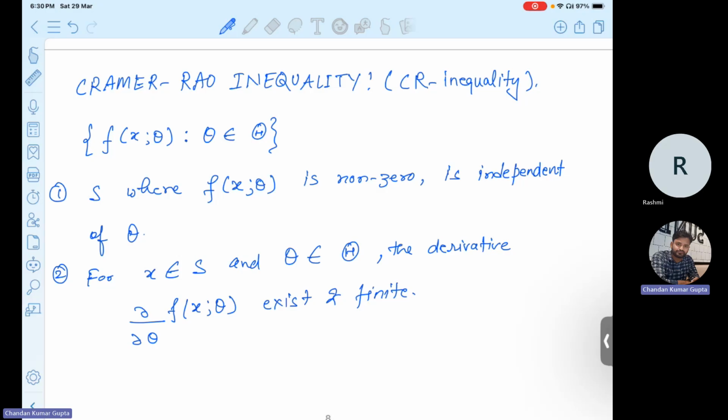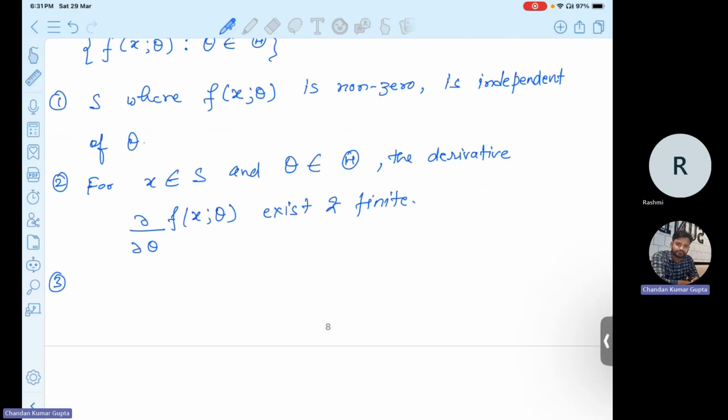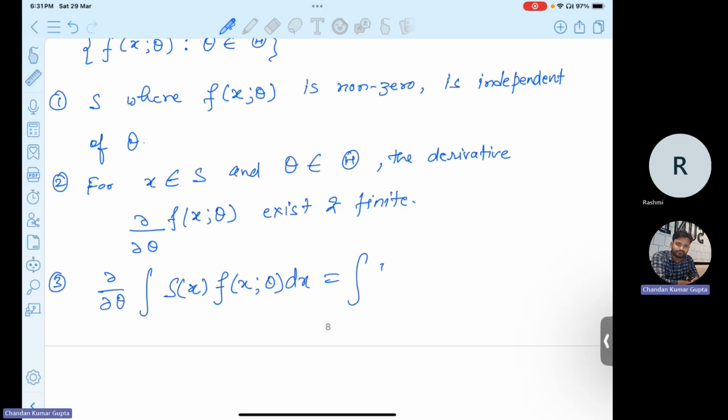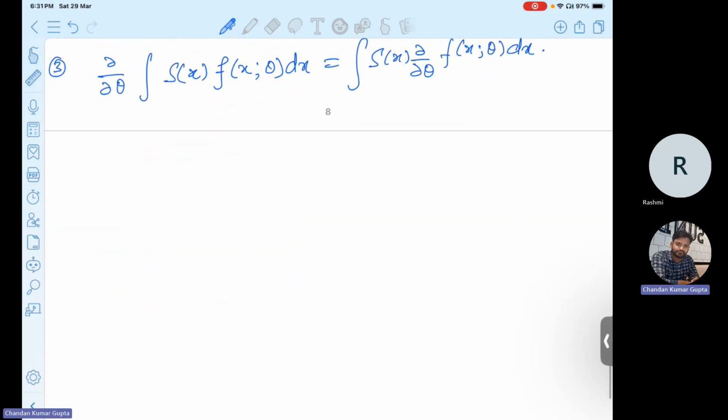And for any statistic S(X) with expected value of S(X) finite for all theta, the following condition holds: d by d theta of the integral of S(x) f(x, theta) dx is equal to the integral of S(x) times d by d theta of f(x, theta) dx.